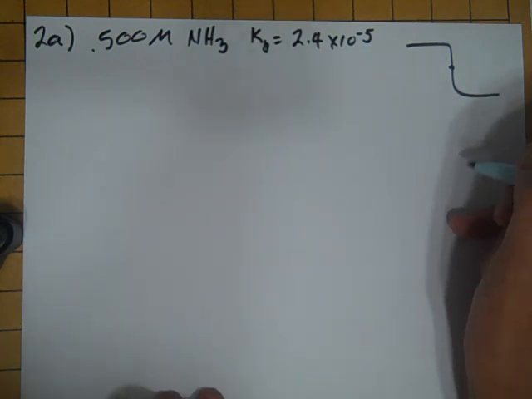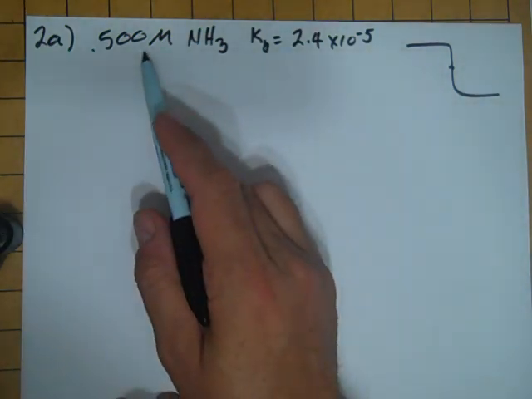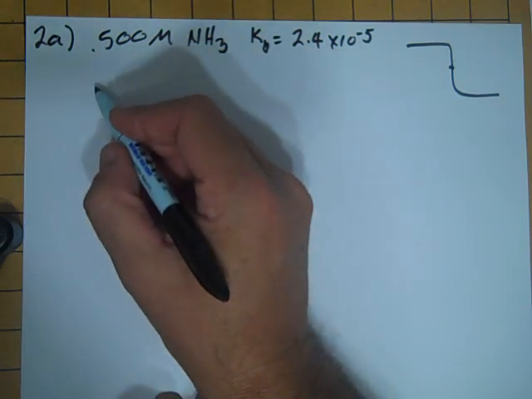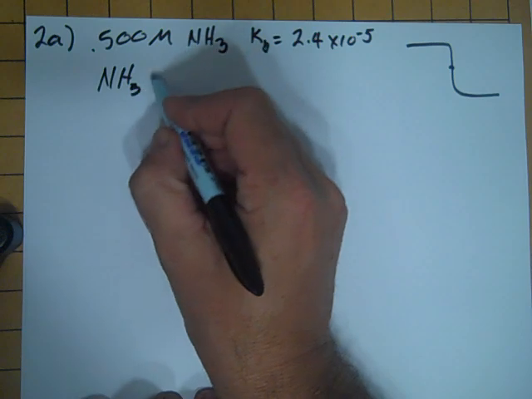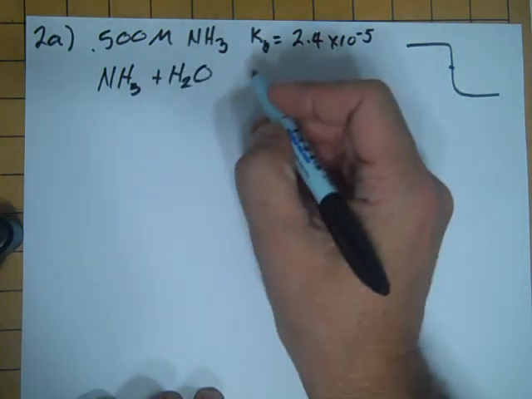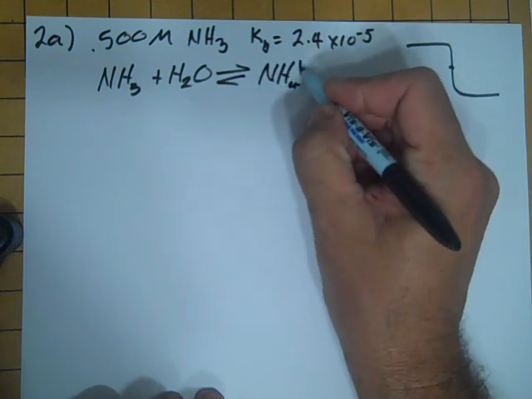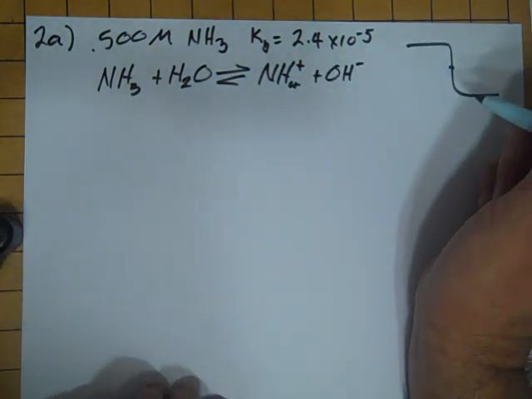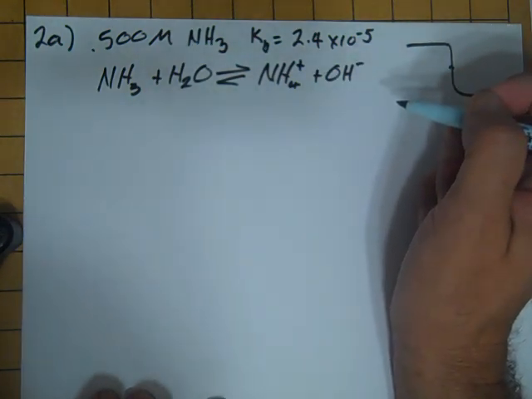So A is asking for the original pH of this solution. To do that, all I have to know is the concentration of the base and its Kb. Keeping in mind, this is what's happening inside the solution. The ammonia is reacting with water to make its conjugate acid, NH4+, ammonium, plus OH minus. So that's why it's a basic solution. It's creating an increase in OH minus.